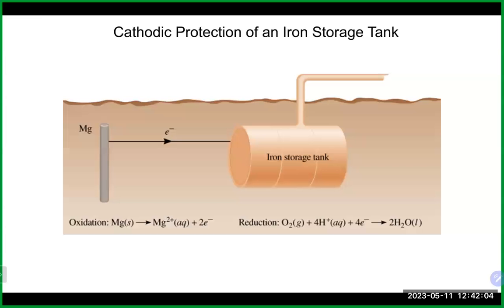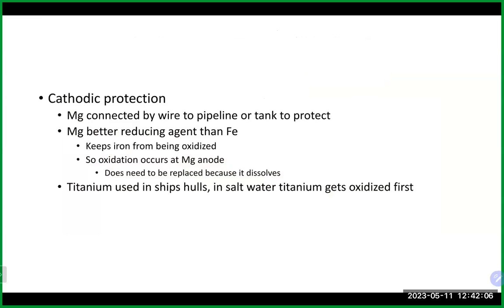Cathodic protection is a system where, for example, you have a sacrificial metal that does the work. So if you ever buried a pipeline or a big tank underground, underground has a lot of moisture, which is pretty ripe for it to start going through corrosion. You could connect something like magnesium to it. And in this case, magnesium is a better reducing agent than iron.